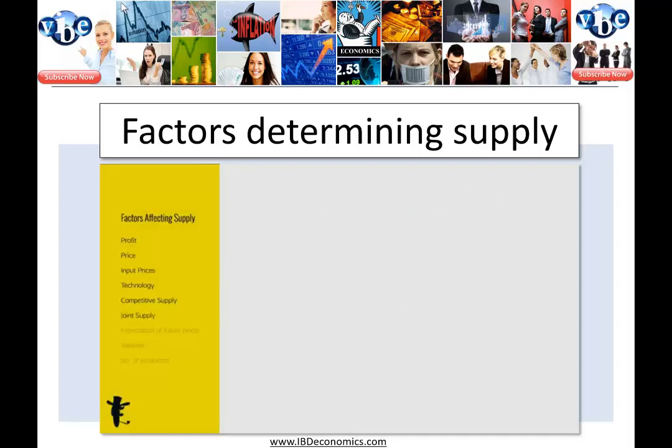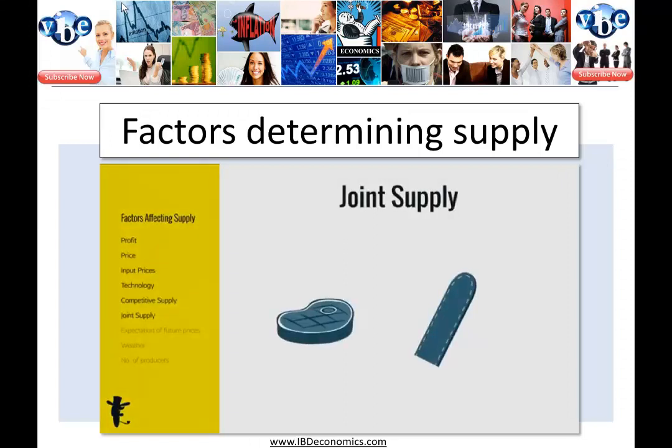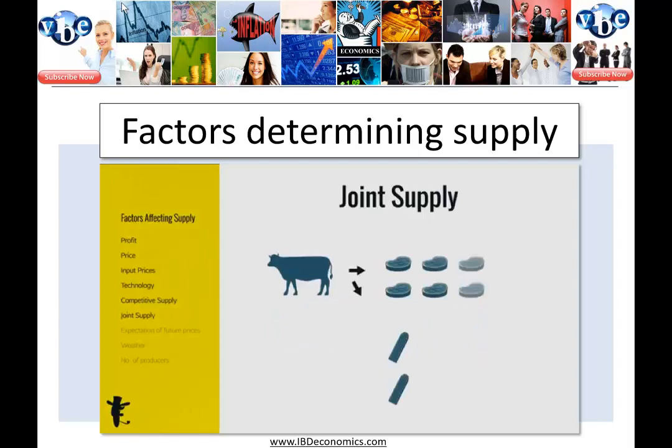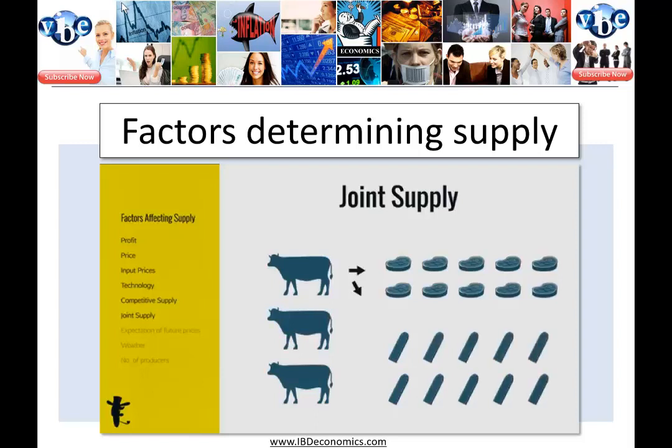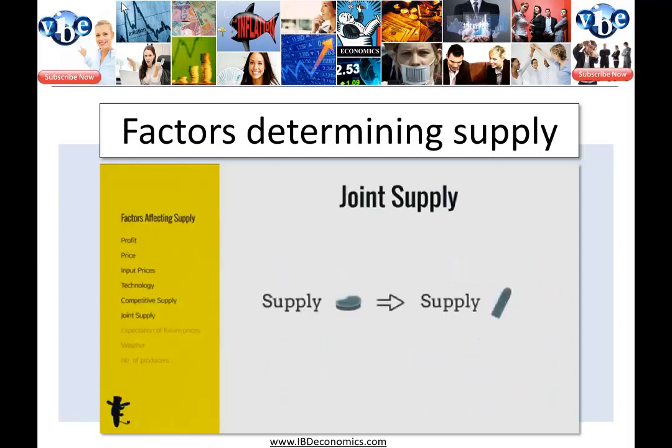There is another type of supply called joint supply. For example, beef and leather. To produce more beef, we have to slaughter more cows. This allows us to produce more leather too. So we say that beef and leather are in joint supply. When supply of beef increases, supply of leather increases as well.